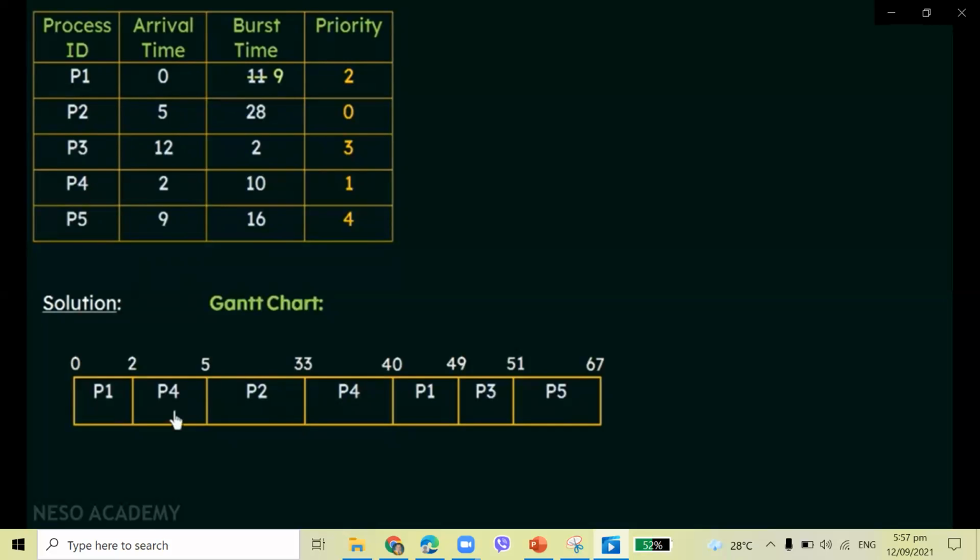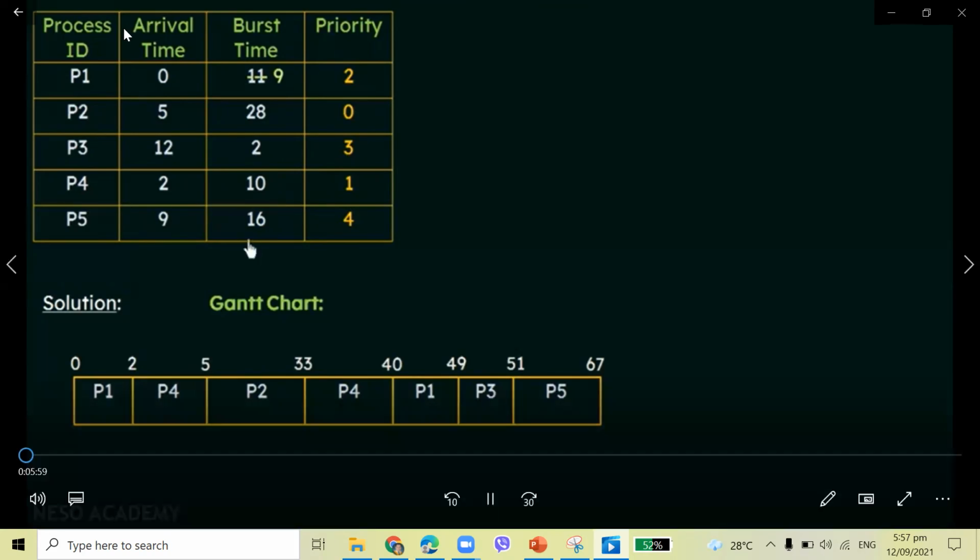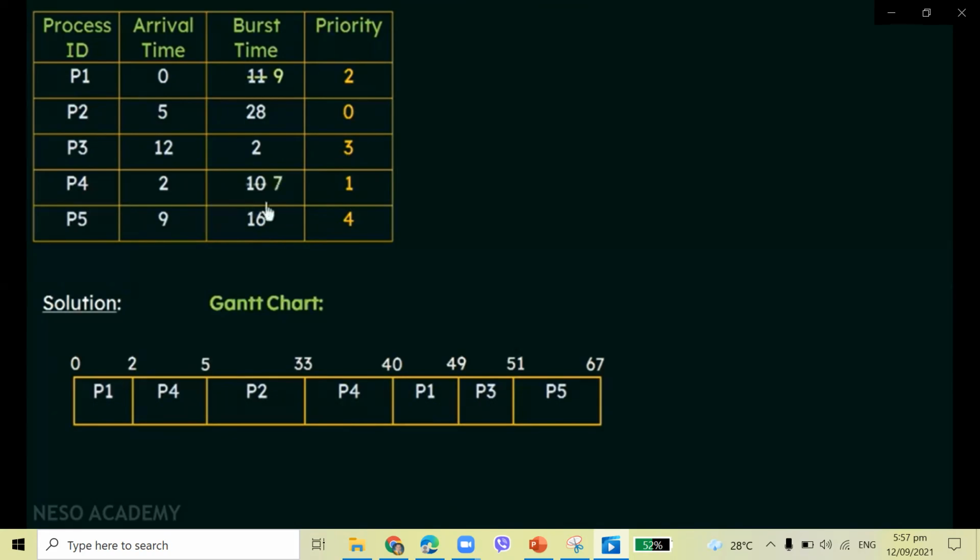So how long did P4 execute? P4 executed from 2 to 5 milliseconds. So that means it completed 3 milliseconds of its execution. And what is the total burst time of P4? It is actually 10 milliseconds. So from the 10 milliseconds, if we subtract this 3 milliseconds which was already executed, we have a remaining of 7 milliseconds for P4. So P4 will again have to execute for 7 milliseconds later when it gets the CPU.